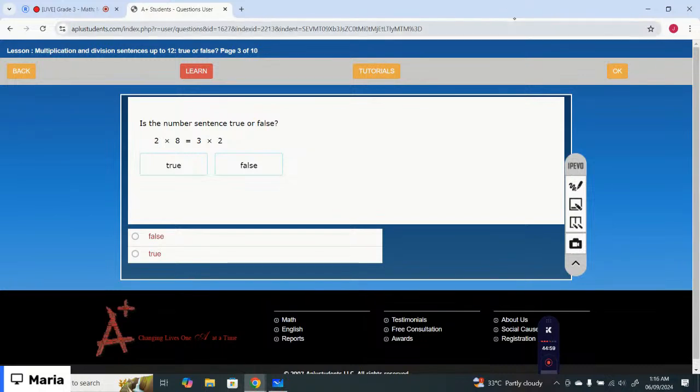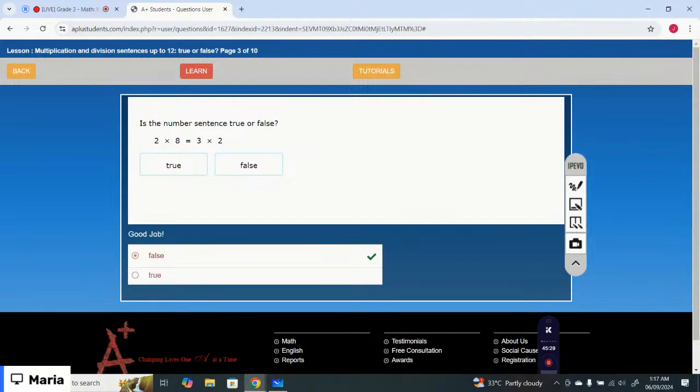The next one is the number sentence true or false? 2 times 8 equals 3 times 2. Which is the correct option? Yes, again false it is. They are not equal. So option number 1 is the correct option.